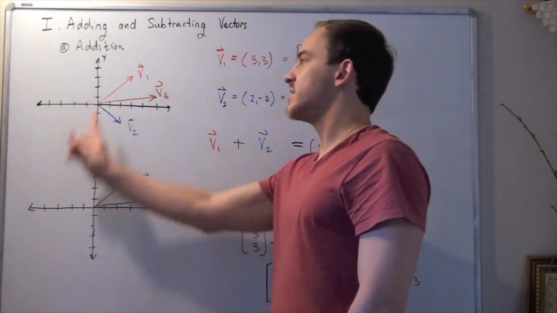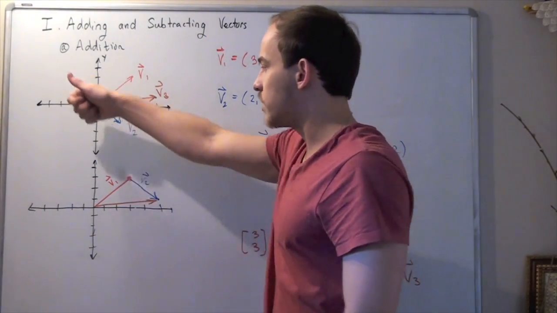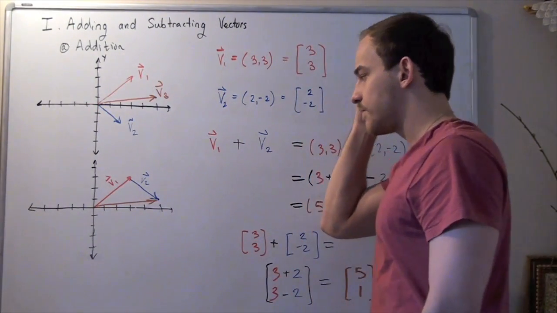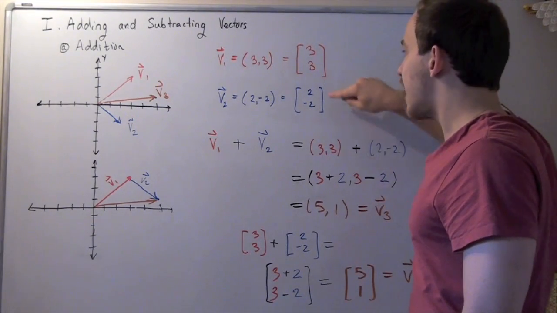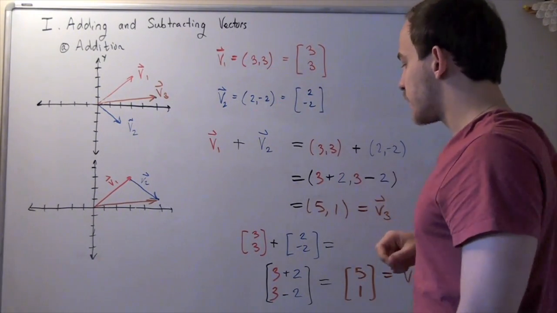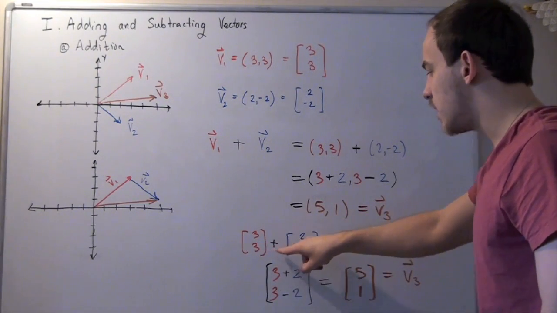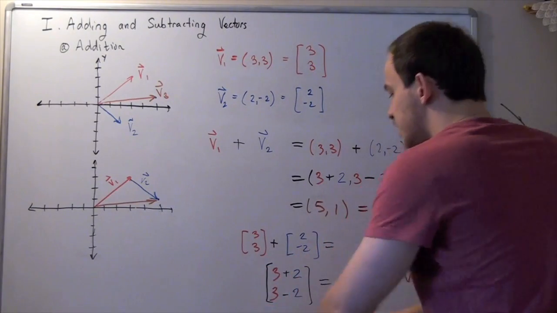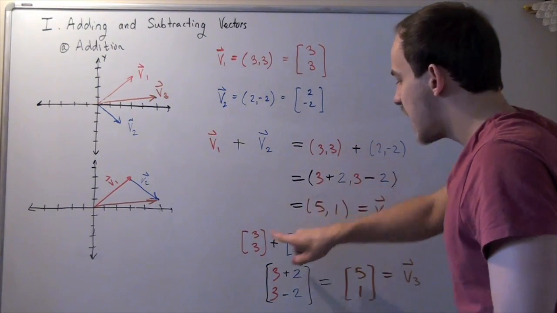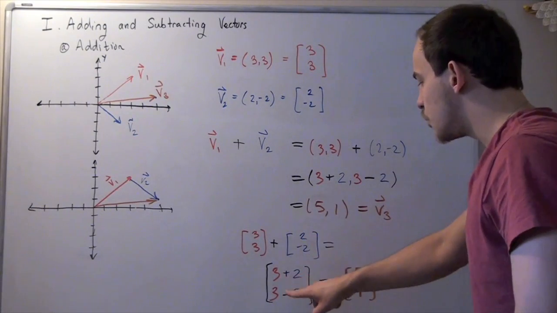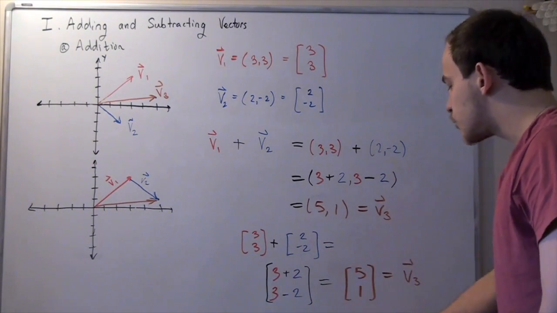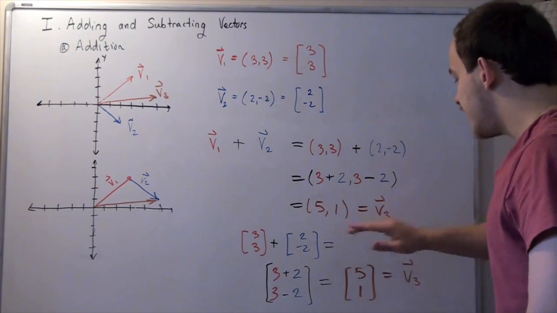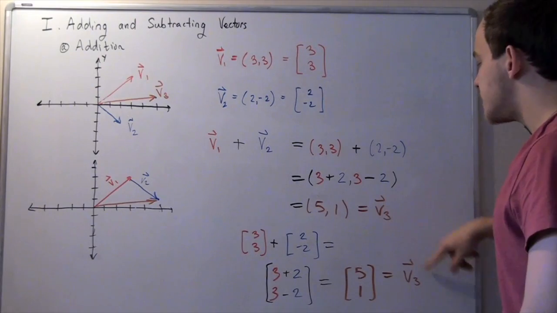Because if this one's pointing somewhere this way and this one's pointing somewhere this way, their addition is the vector pointing somewhere in between. Note that I can add these up in the same way using matrices. I combine the two matrices into a single matrix and simply add up my x-coordinates and my y-coordinates. So 3 plus 2 and 3 minus 2 gives me the vector (5, 1), which is the exact same vector that I got here. These two are the same vector.